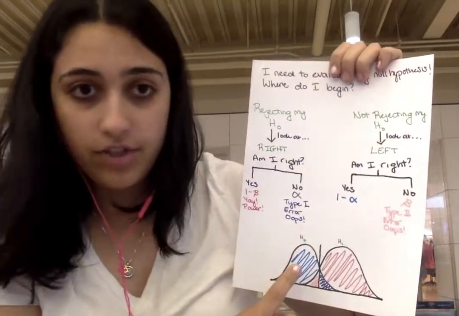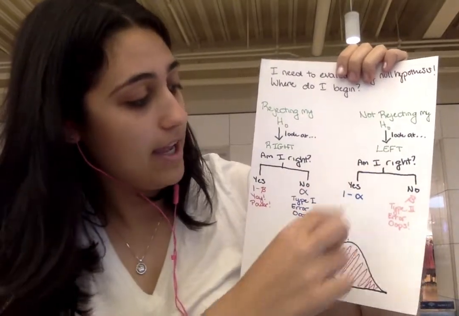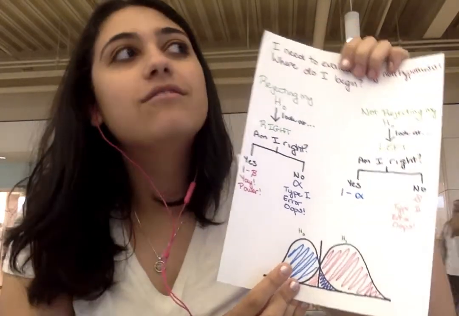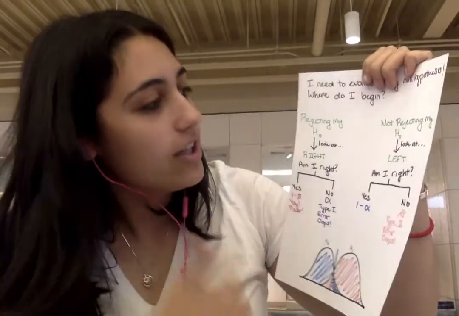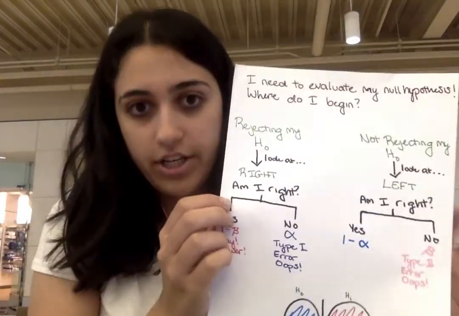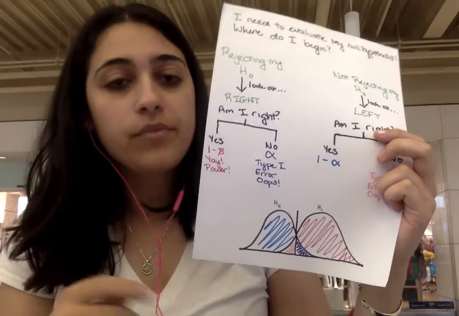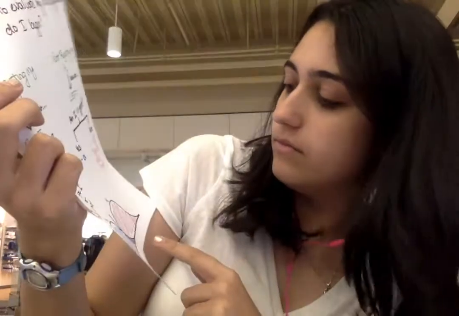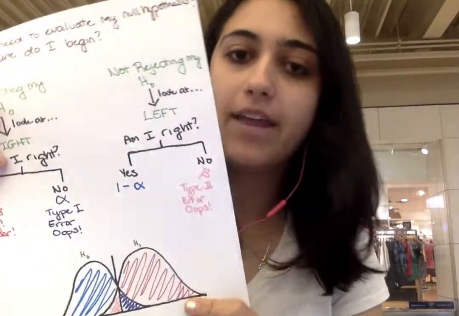Look at the left of the chart. Are you right? Yes. And that's how you calculate the data for not rejecting your null hypothesis. Now power, so that was just a little example. Power is what you have all over here, and that's 1 minus beta.